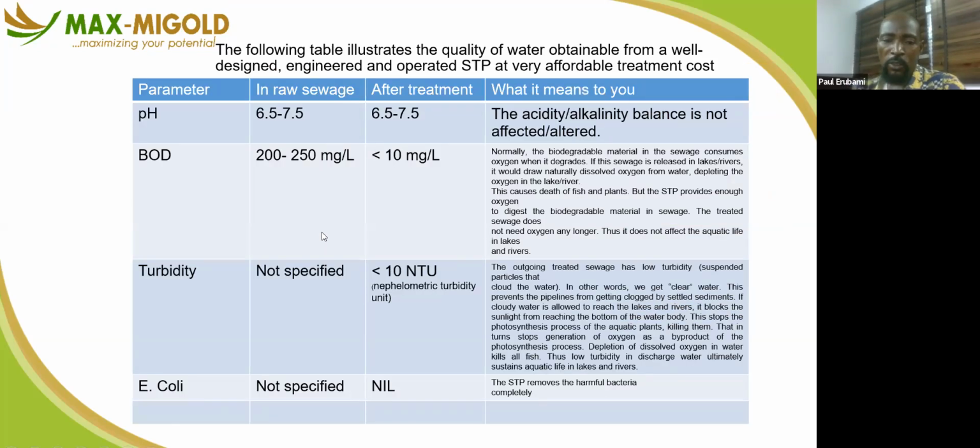And we discussed the acceptable limits in a water treatment plant. This is the range at which you should have it. With this, you stand the chance of pumping your sewage into the public drain. After you have treated your sewage, your pH should be between 6.5 and 7.5. Anything above that, you have to retreat the sewage. Then your BOD should be less than 10 milligrams per liter. Your turbidity should be less than 10 NTU. Then your E. coli should be 0.